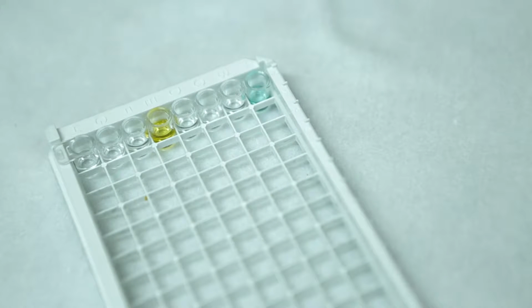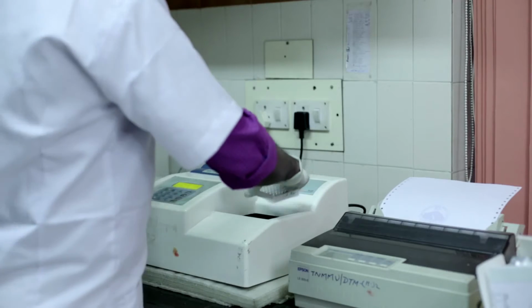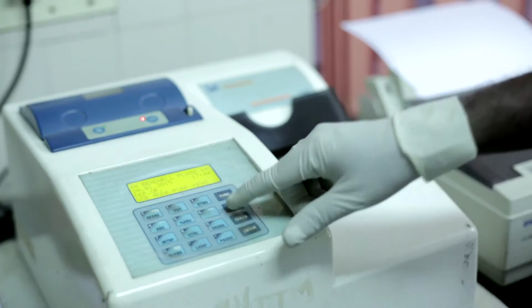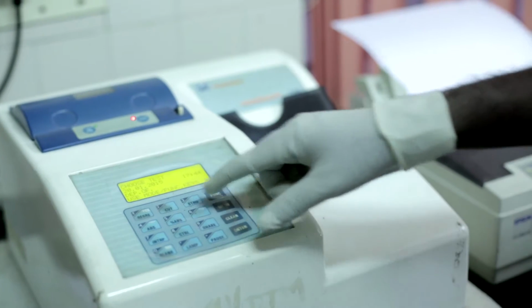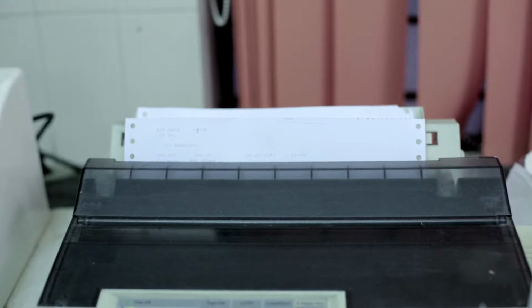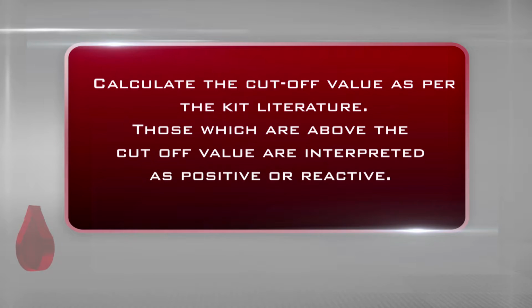Ensure that the blank well is negative. If not, the test is invalid. Results must be read immediately using the ELISA reader. A printout showing the absorbance values for the samples in the microplate is obtained. Interpretation of results. Calculate the cutoff value as per the kit literature. Those which are above the cutoff value are interpreted as positive or reactive.